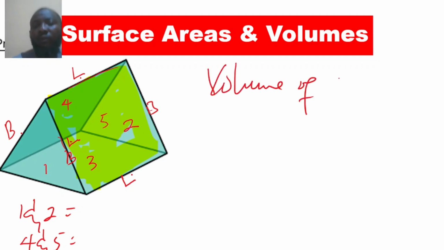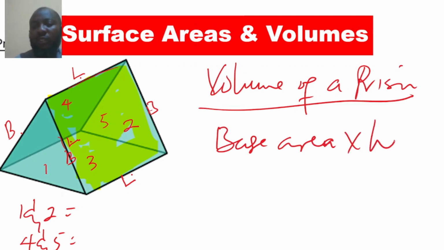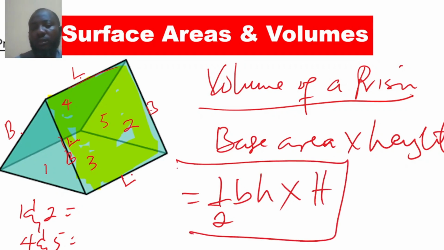Volume of a prism is what? Base area times height. So the volume of this one will be, what's the base area? Half times base times height. Then times the height of the prism, which is the h. That's all. So that is the volume of the triangular prism that we have here. I hope this is clear.